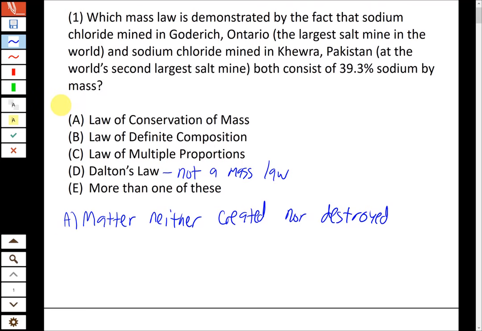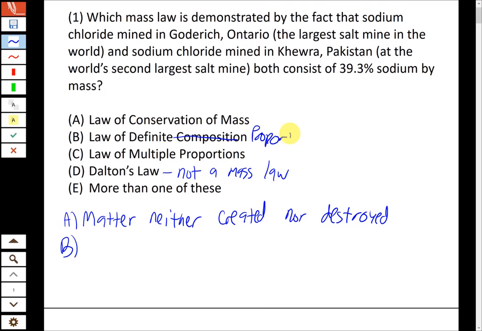For choice B here, just a little note about terminology. At some point, I think in the new edition of the textbook, they did this because they have to justify selling a new edition every few years. They don't call it the law of definite composition anymore. They call it the law of definite proportion.